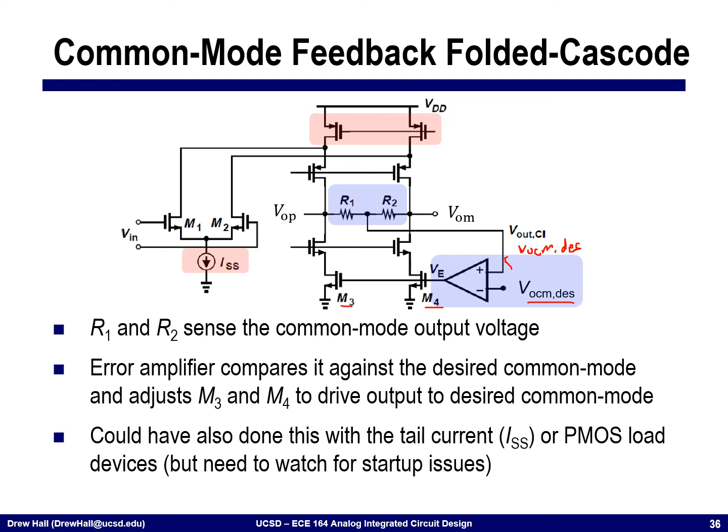We also could have done this with ISS and with the PMOS load. So instead of feeding back this voltage here, we could have fed back the voltage here, or alternatively, this node here. I will say that typically, given a choice, I will almost always do this node, because the current that flows through these transistors is the sum of the current on this side and the sum of the current on this side.